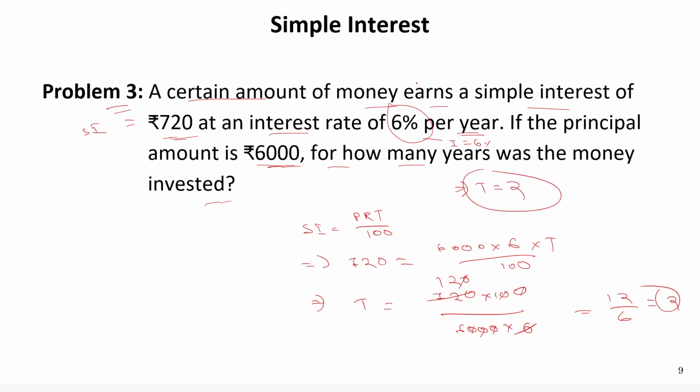So if a certain amount of money earns a simple interest of 720 at an interest rate of 6% per year, and the principal amount invested is 6000 here, then how many years was the money invested? It was invested for 2 years.